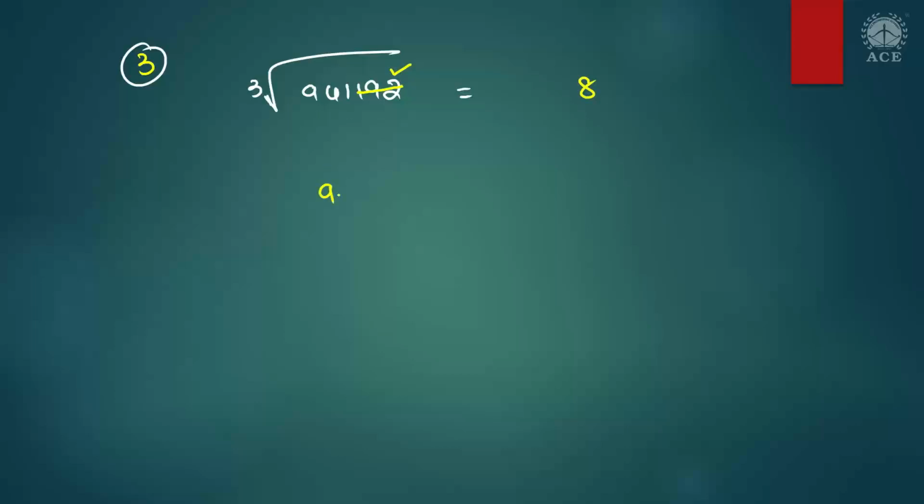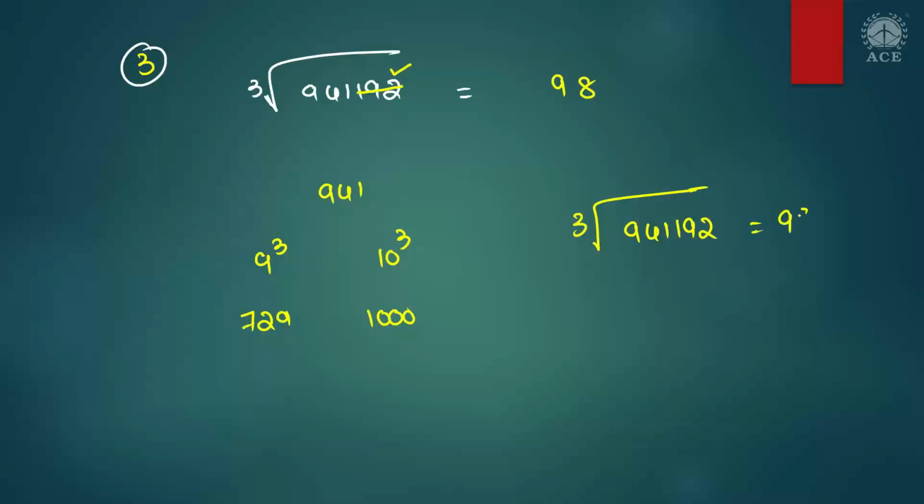Next, 941 is between 9 cube and 10 cube. 9 cube is 729, 10 cube is 1000. This 941 is between these two. You should take 9, don't take 10. The lesser one we should take. So 98. So the cube root of 9,41,192 is nothing but equal to 98, my dear friends.